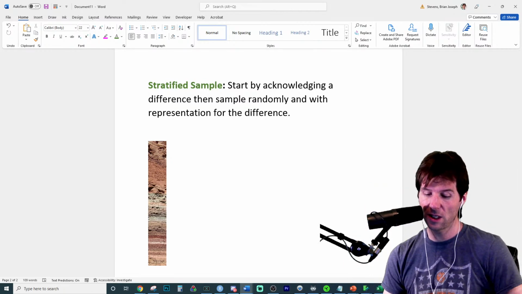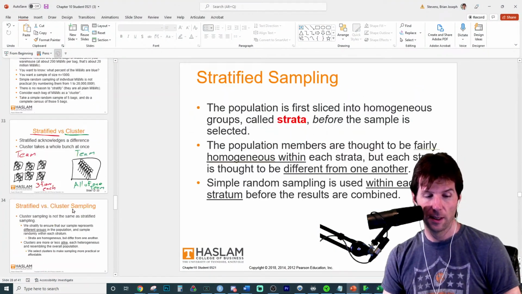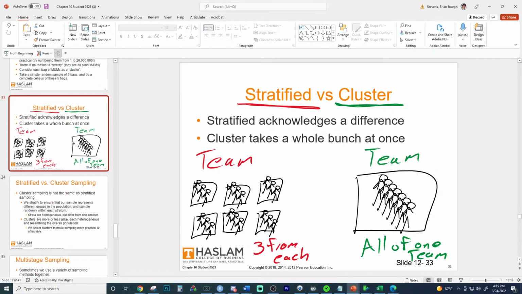If you do team as a cluster, you'd be picking all of one team. If you use team as a strata, then you'll be acknowledging differences among teams and maybe selecting 3 players from each team that are randomly selected. So if teams are clusters, you could pick 3 random teams and take everyone on those teams, or you could take 3 players from every team.